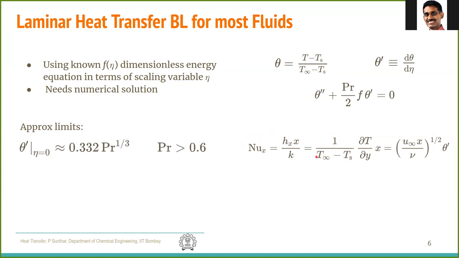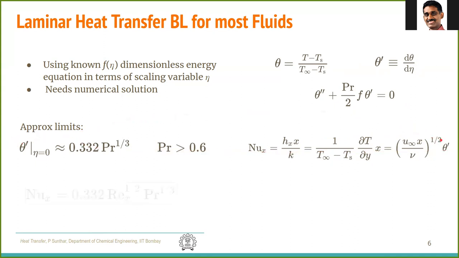Now recognize this 1 by (T infinity minus Ts) times this T is nothing but this theta prime. So this can be written as partial theta, and y can be written in terms of eta. So then you have an x pulling out here. Writing this first derivative of partial T by partial y in terms of d theta by d eta, we get a factor which is (u infinity x by nu) power half, which is nothing but Reynolds number per half. So Nusselt number is Reynolds number per half times theta prime.